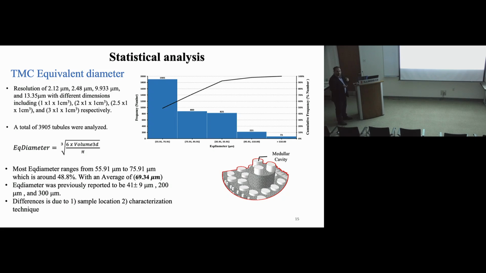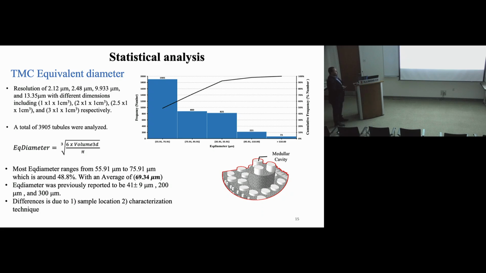Sometimes he gets drowsy or dizzy, and he would not count nicely and 100%. But the good thing about the automated way that we used here is that we were able to analyze 3,905 tubules, which means it's a more intensive kind of work than the previous people did. What we found is that the average equivalent diameter is around 69. The previous work was very different from one person to the other.